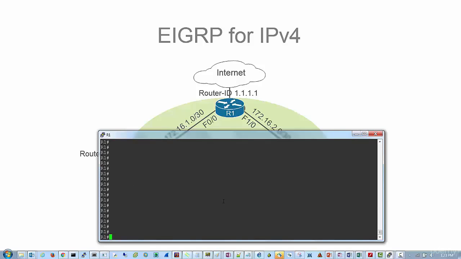That's it for the configure and verify section. Next, we're going to learn how to troubleshoot EIGRP for IPv4.